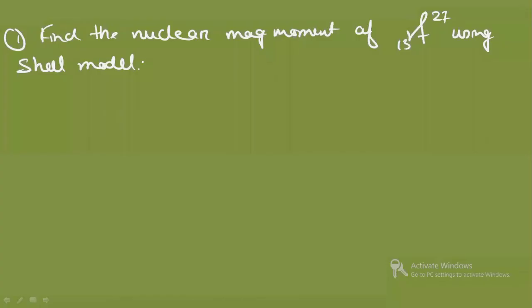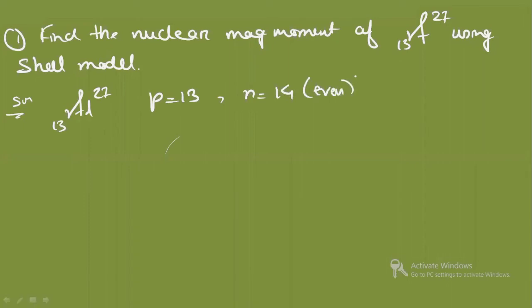Now let's see the example. We need to find the nuclear magnetic moment of aluminium-27 with 13 protons, using the shell model. First we check the number of protons and neutrons. Here the number of protons is 13 and the number of neutrons is 14, which is even, so it is neglected and we look only at the protons.